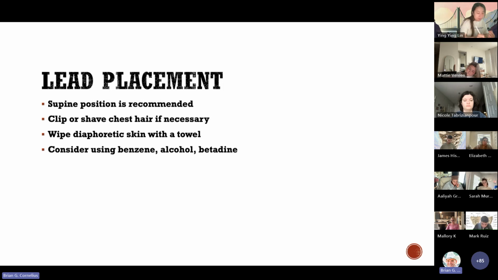If need be, wipe the chest off if they're diaphoretic. Consider using something like alcohol. Just take an alcohol prep, wipe it across the skin. As it evaporates, it'll dry. A lot of times that will help the lead stick better.